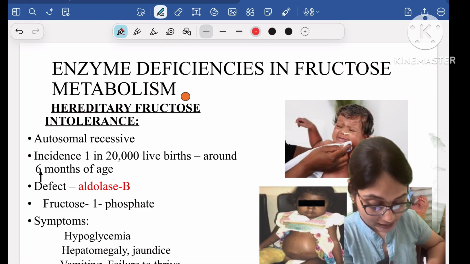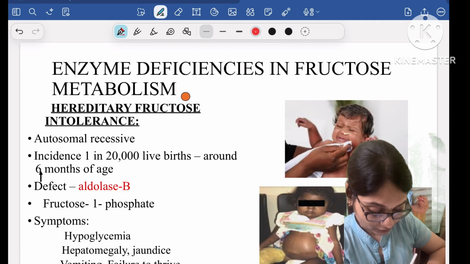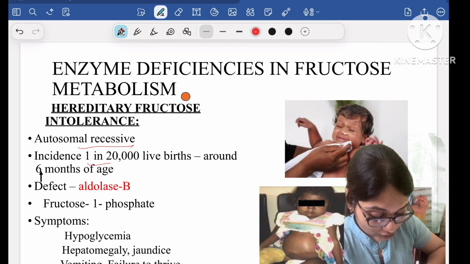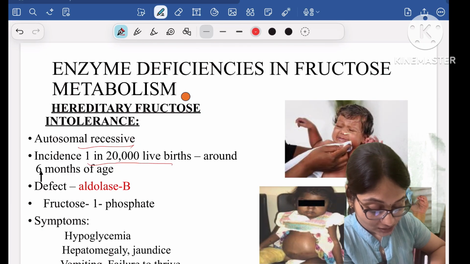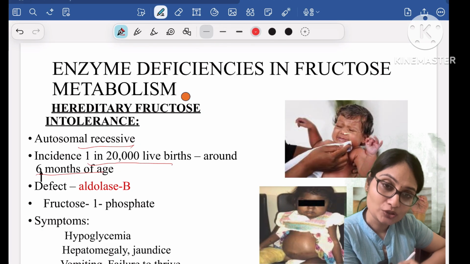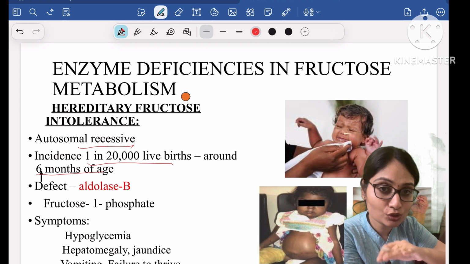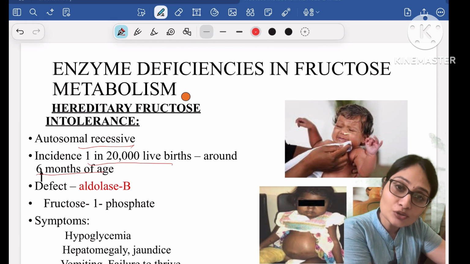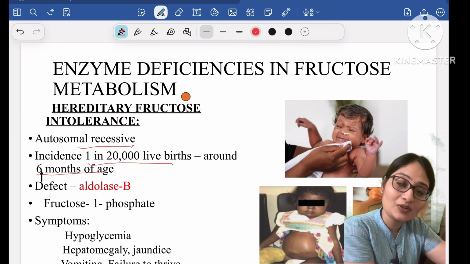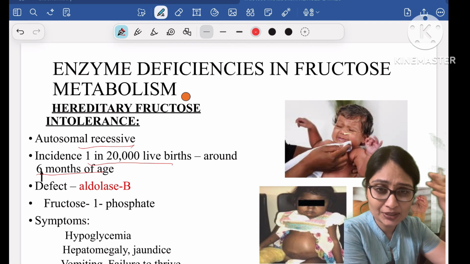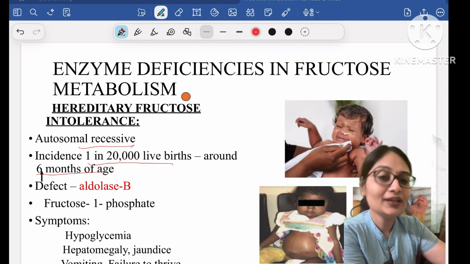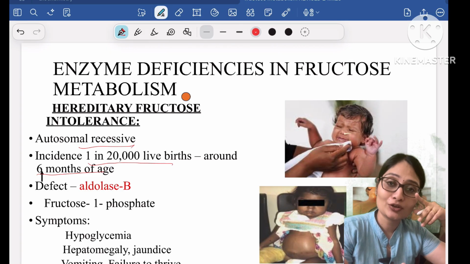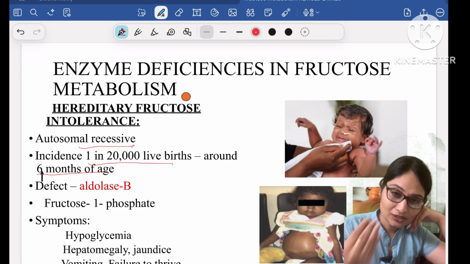This is a condition called hereditary fructose intolerance. It is an autosomal recessive condition with an incidence of 1 in 20,000 live births. It usually manifests around 6 months of age. Why 6 months of age? Because until 6 months of age, for every baby that is born, we advise the mothers to exclusively breastfeed, right? Only after 6 months do we start the babies on a supplementary diet. Only when the baby is put on a supplementary diet does the baby enter into fructose metabolism, and hence all these manifestations begin to set in.